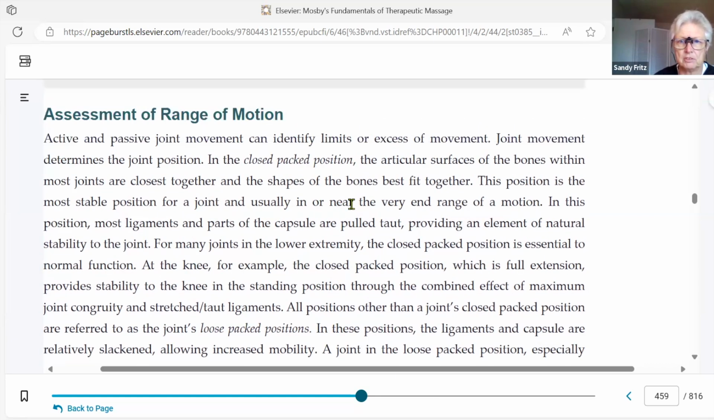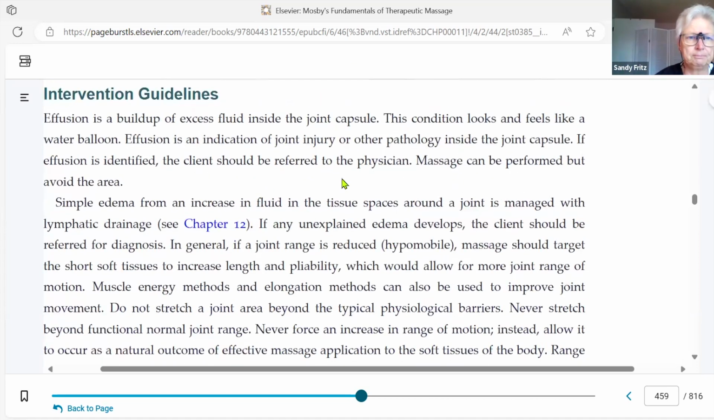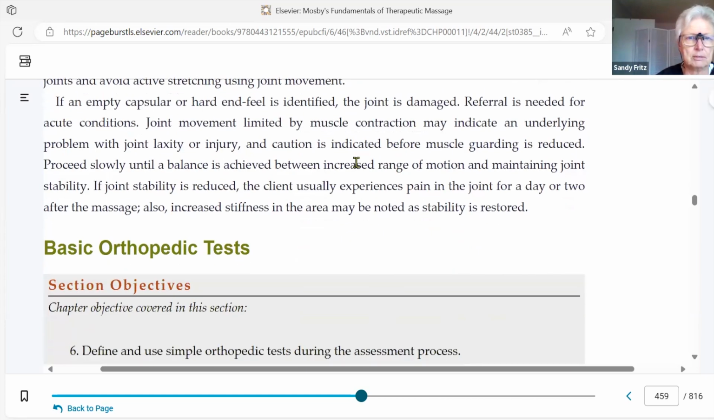In a closed pack position, the ends of the range, I'd used my arm before on the elbow. So this is maximal flexion. This is maximal extension. Both of these would be a closed packed position. And right in between the two is where your loose packed or least packed position is. And then some intervention guidelines here.